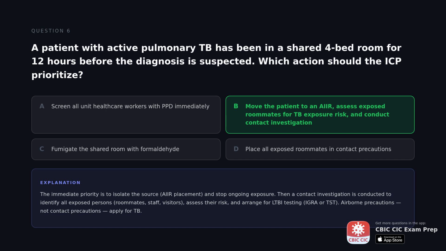The correct answer is move the patient to an AIIR, assess exposed roommates for TB exposure risk, and conduct contact investigation. The immediate priority is to isolate the source, AIIR placement, and stop ongoing exposure. Then a contact investigation is conducted to identify all exposed persons, roommates, staff, visitors, assess their risk, and arrange for LTBI testing, IGRA or TST. Airborne precautions, not contact precautions, apply for TB.